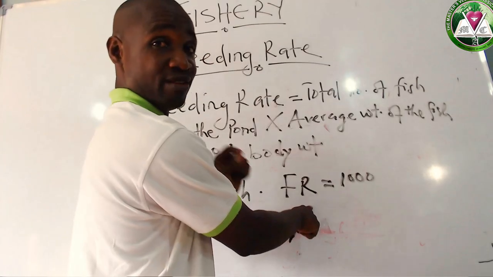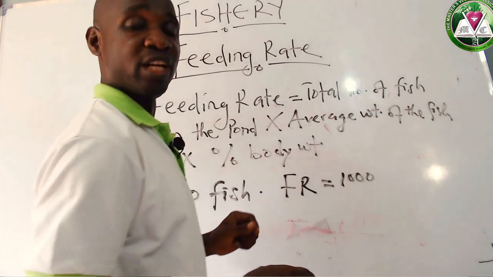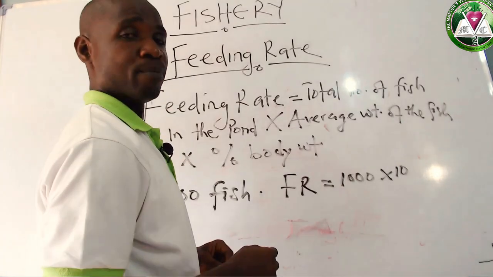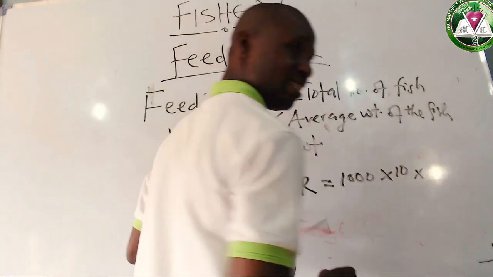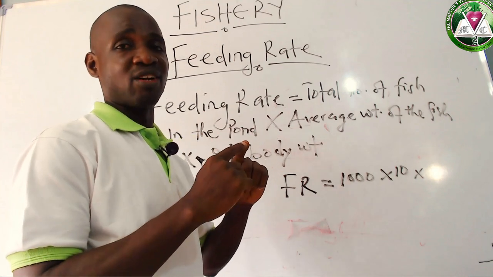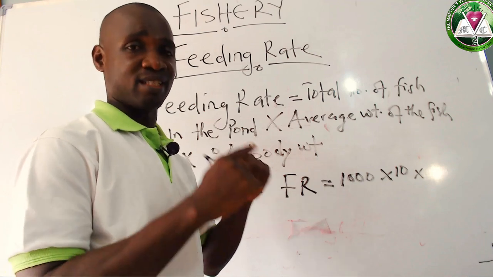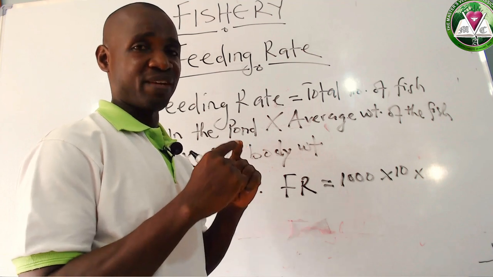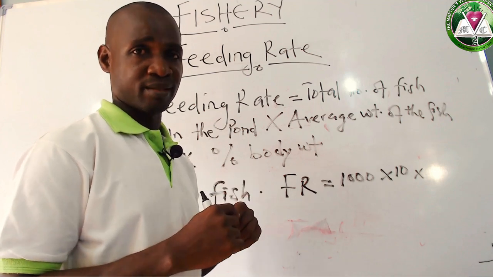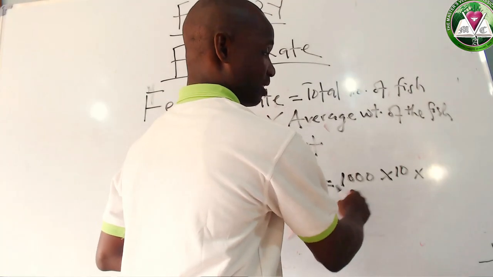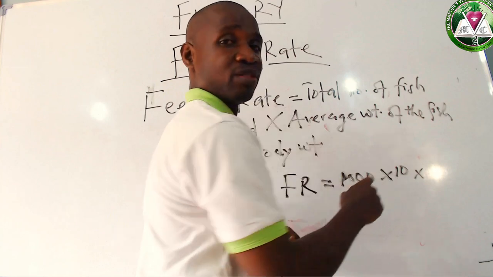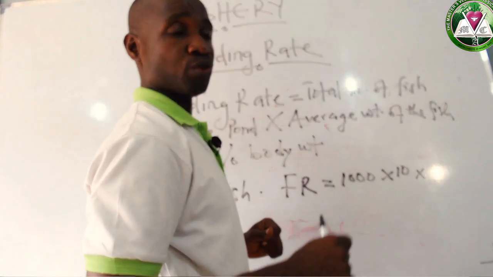So we have FR, which is feeding rate, times the 1,000 population of the fish in your pond, times 10 gram, that is the average body weight of the fish, times percentage body weight. If the fish is too small, we feed at 5% body weight. If your fish is at the fingerling stage, let's say the first 4 weeks, you feed at 5% body weight. So we say 1,000 times 10 times 5%.